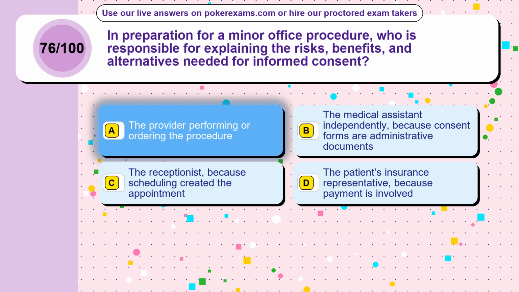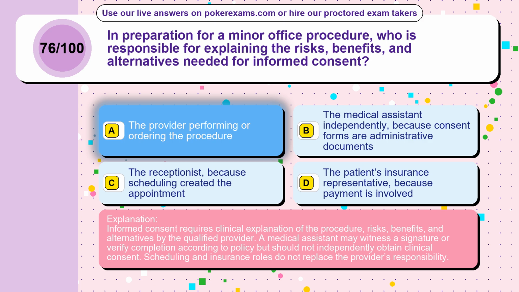The correct answer is option A. The provider performing or ordering the procedure. Informed consent requires clinical explanation of the procedure, risks, benefits, and alternatives by the qualified provider. A medical assistant may witness a signature or verify completion according to policy but should not independently obtain clinical consent. Scheduling and insurance roles do not replace the provider's responsibility.